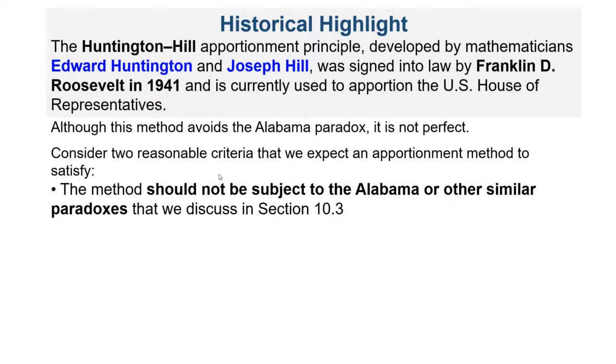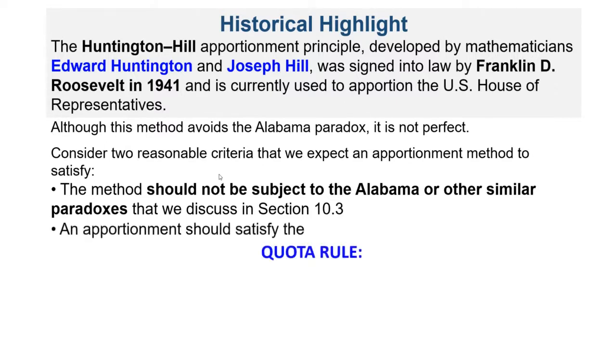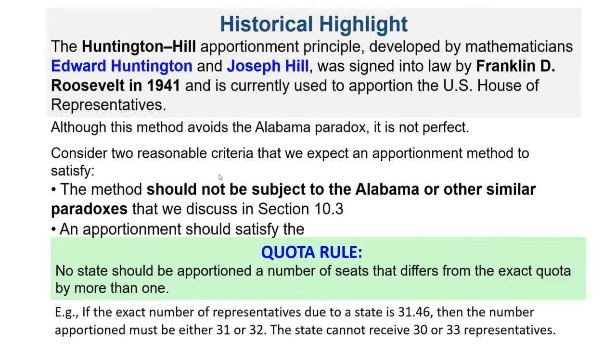We have two criteria to evaluate the fairness. First, the method should not be subject to the Alabama or other similar paradoxes. We will discuss them later. And second, the apportionment should satisfy the quota rule. And this is the problem with the Huntington-Hill method. The quota rule tells that no state should be apportioned a number of seats that differs from the exact quota by more than 1.